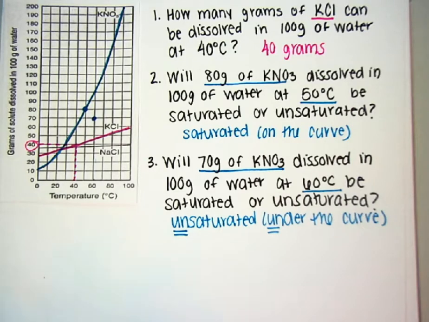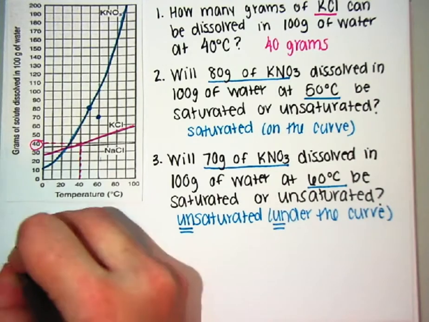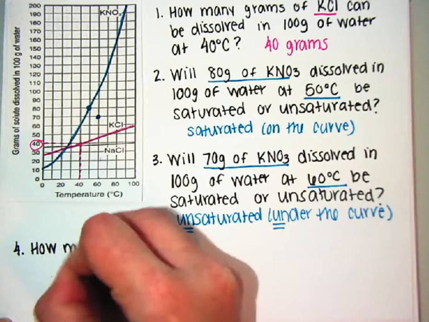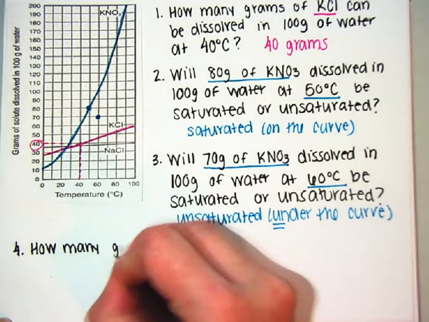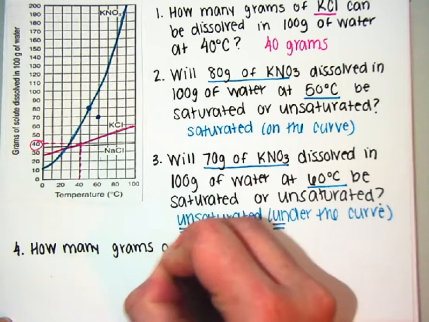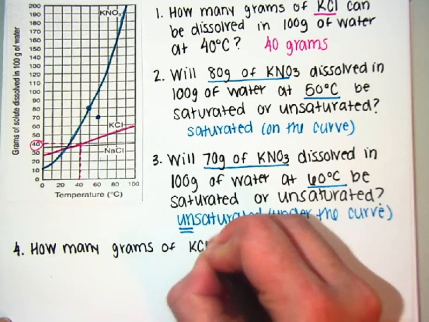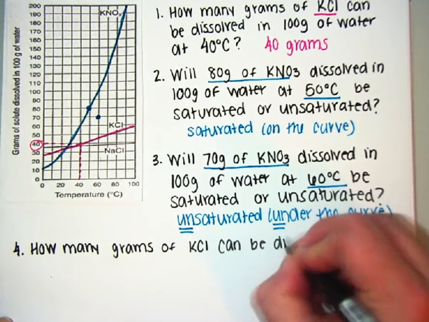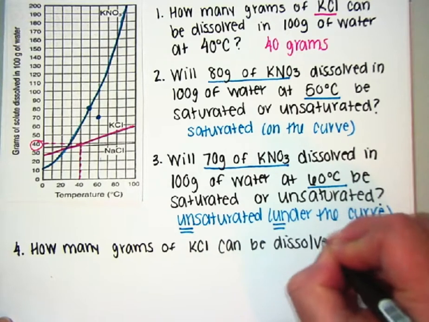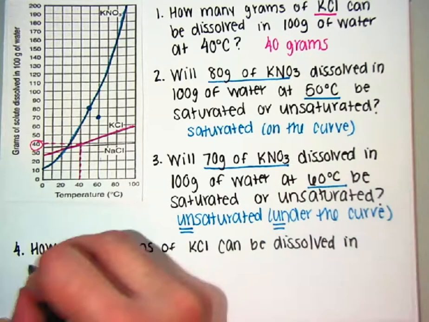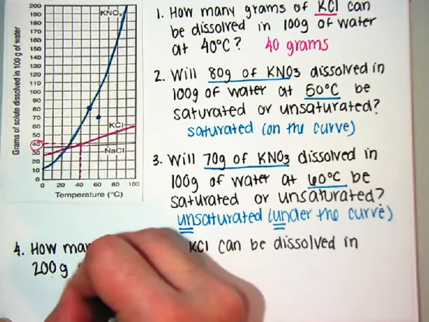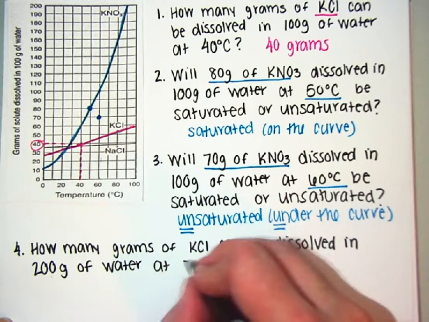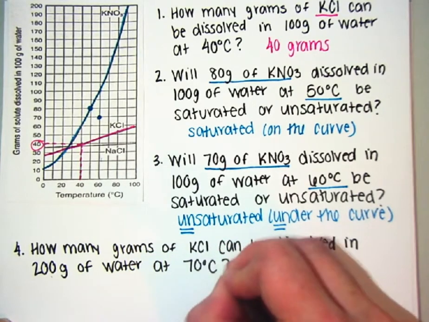Let's do one more question for this curve. Let's say you were asked, how many grams of potassium chloride can be dissolved in 200 grams of water at 70 degrees Celsius.